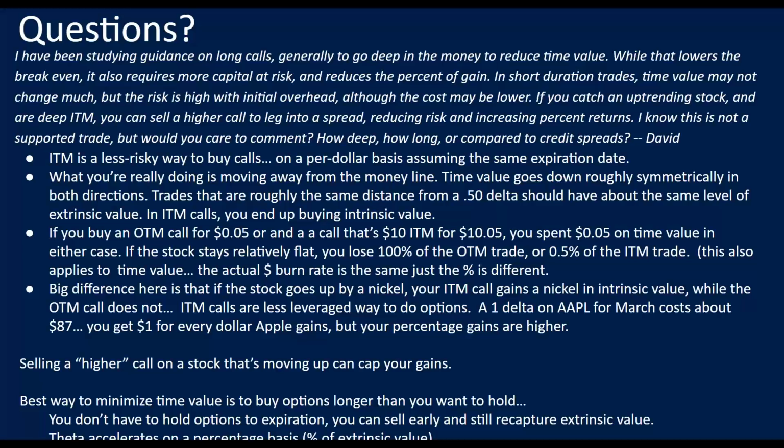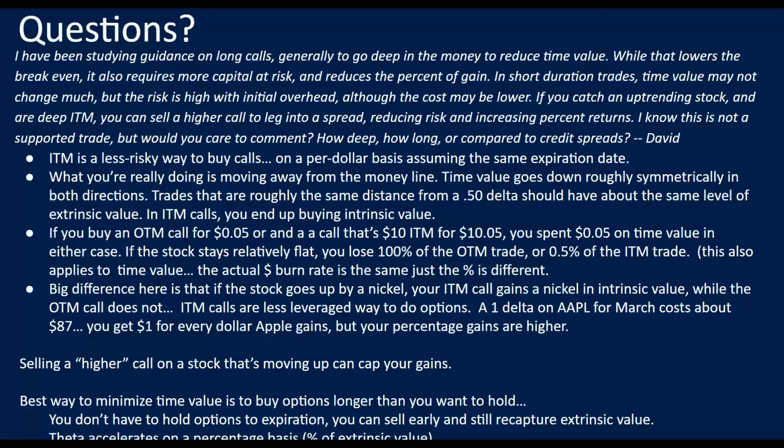But yeah. All right, so in the money is a less risky way to buy calls on a per dollar basis, assuming the same expiration date. Okay, that's with some caveats, right? So what you're really doing is moving away from the money line. So time value goes down roughly symmetrical. Time value or extrinsic value, those two mean the same thing, go down roughly symmetrically in both directions, okay?